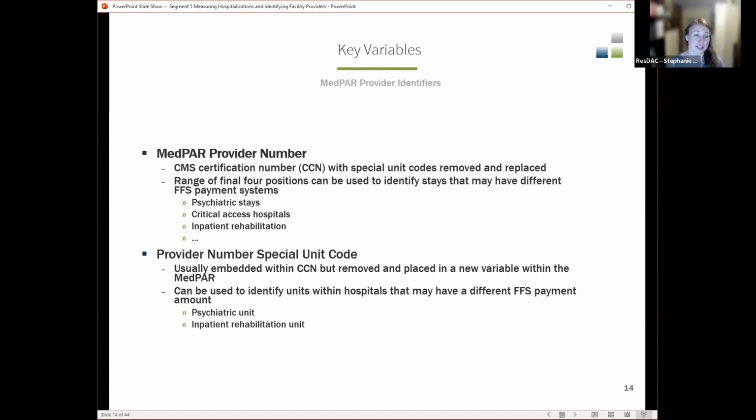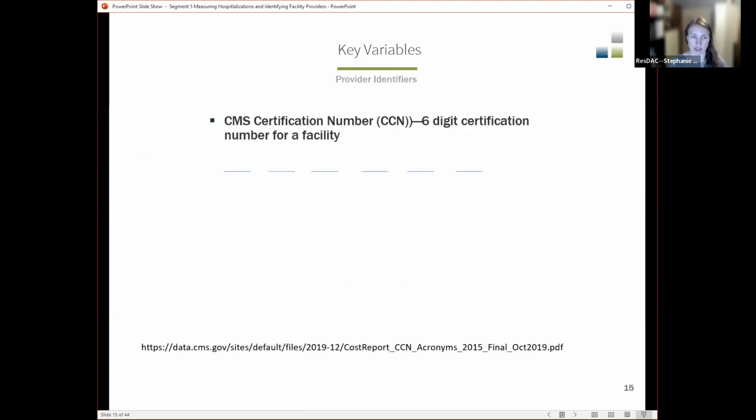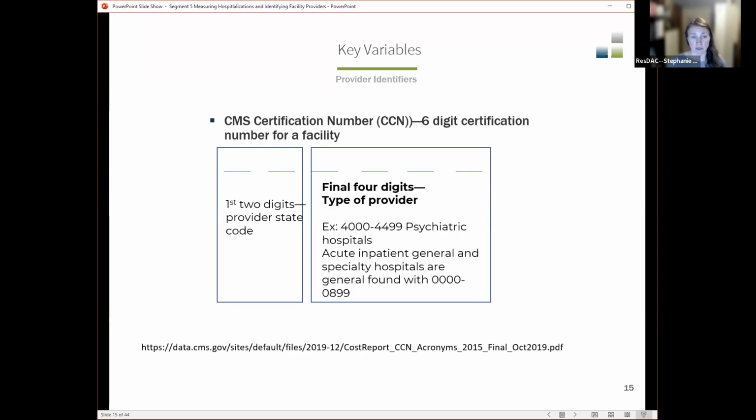And I should note too, it's the MedPAR provider number. It's not exactly the same as the CCN, although you could put the special unit code back in and create a CCN. So the CCN is a 6-digit CMS certification number for a facility. The first 2 digits are the provider's state code, and then the final 4 digits, you can use the ranges of those to understand what kind of hospital is billing. Is it a psychiatric hospital? Is it acute inpatient in general?